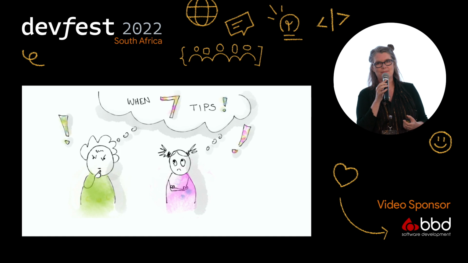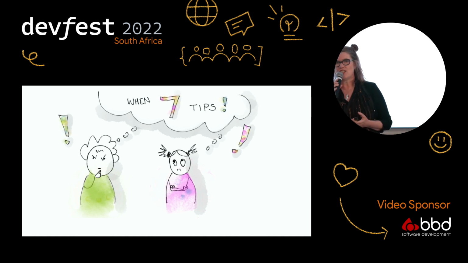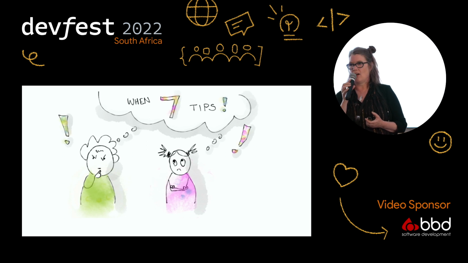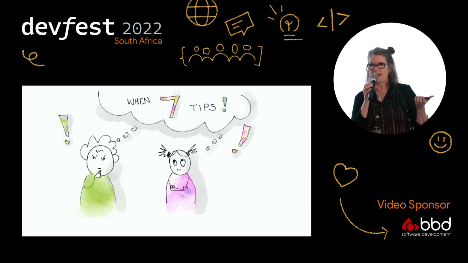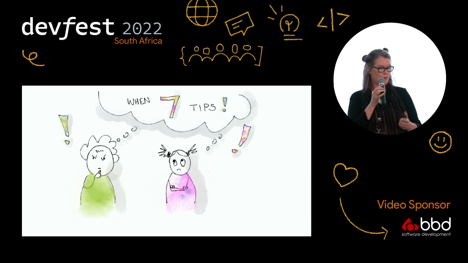Now, at this point, you're thinking, she said there were going to be 7 tips, right? Where are the 7 tips? I came here, I read the abstract, she's not delivering on her talk.